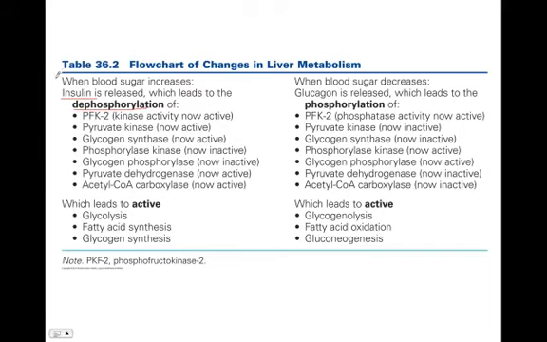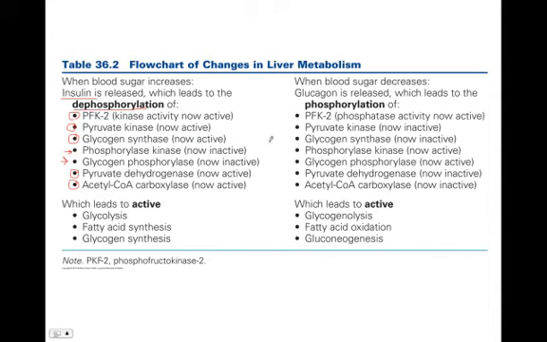Another way of saying this is insulin stimulates a phosphatase, which initiates dephosphorylation. This allows for the activation of PFK2, pyruvate kinase, glycogen synthase, pyruvate dehydrogenase, and acetyl-CoA carboxylase. These are the regulatory enzymes required for glycolysis, fatty acid synthesis, and glycogen synthesis. The dephosphorylation of phosphorylase kinase and glycogen phosphorylase inactivates these enzymes.